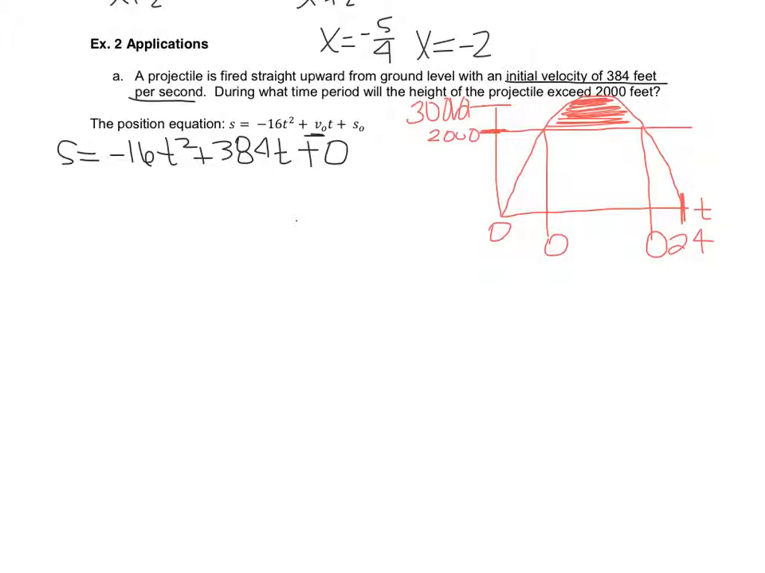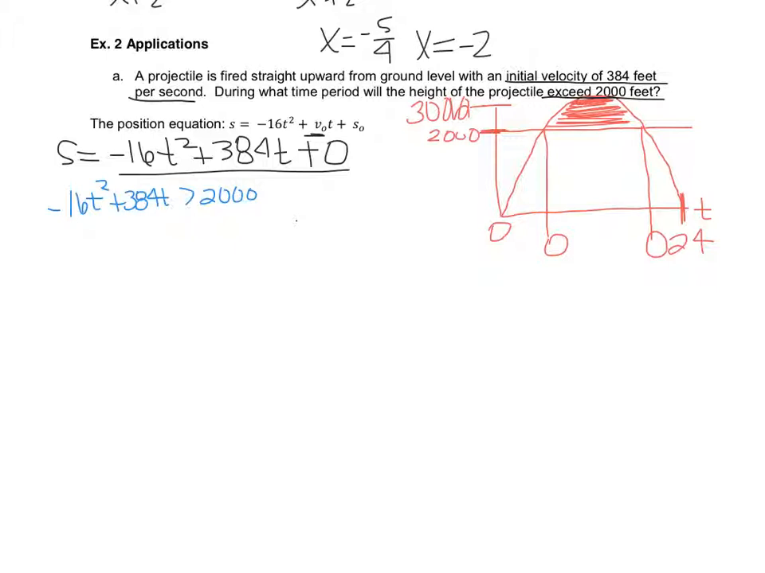Okay, so now what we have is our equation, but we need to know when does it exceed 2,000 feet. So is that going to be less than or greater than 2,000 feet? It's going to be greater than. So what I'm going to do is I'm going to take my position equation is greater than 2,000 feet.